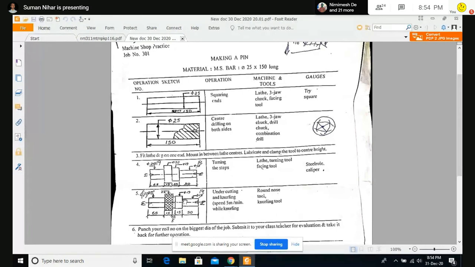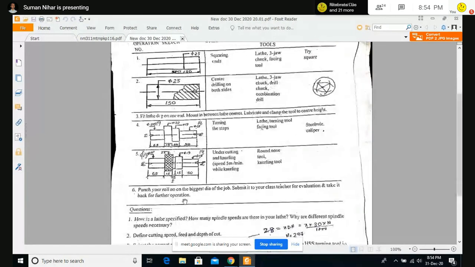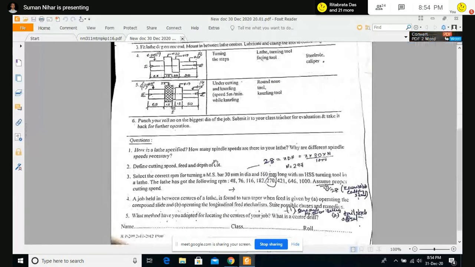Okay, and when you have to prepare the report, these are the questions which you have to make in the report. Okay, these are the questions that you have to write in your report.